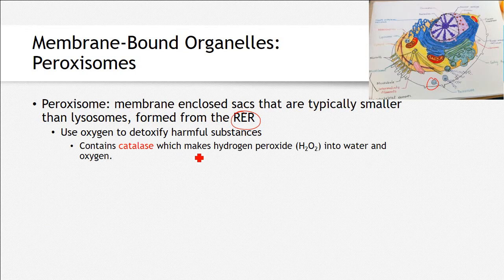So things like hydrogen peroxide is toxic to our cells. But these peroxisomes have this enzyme called catalase. Whatever ends with ACE is usually an enzyme. And this catalase, what it does, it will break down hydrogen peroxide into water and oxygen. So it breaks it down to these not so toxic molecules.